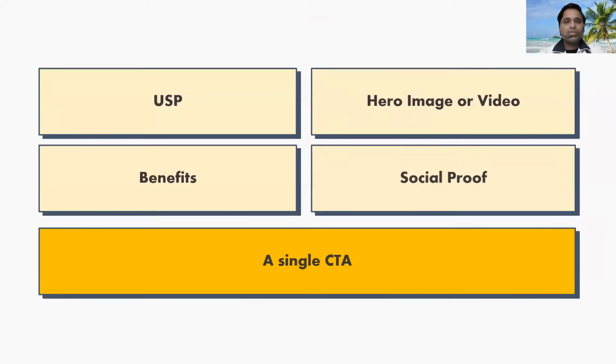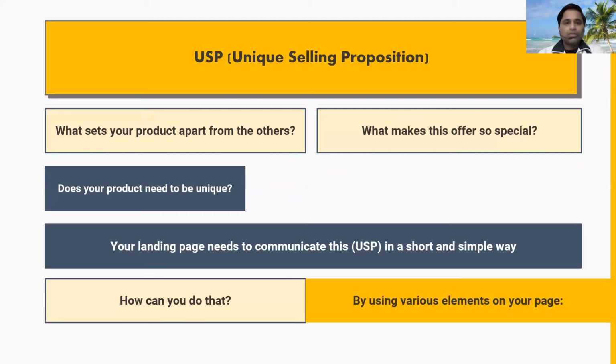Okay, so your USP. Now we will expand on these principles a bit. Your USP is your unique selling proposition. What sets your product apart from others is your USP. That is what makes it unique. What makes this offer so special? Why should your users care about this?